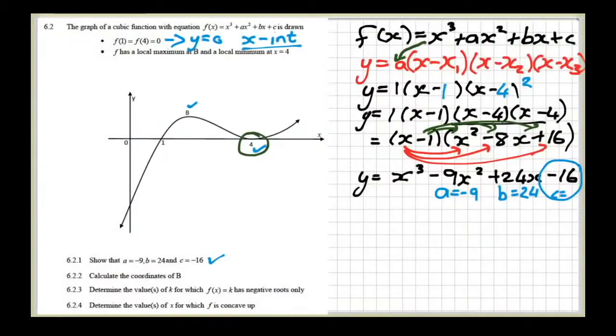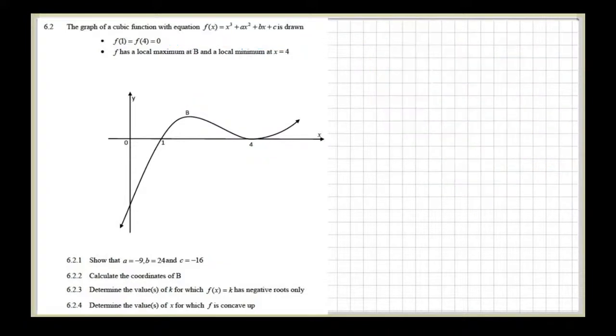So now that I've got an equation for f of x, the second question is kind of straightforward. Calculate the coordinates of B. Now, excuse me if I go over to a new screen. Y is equal to x cubed minus 9x squared plus 24x minus 16.